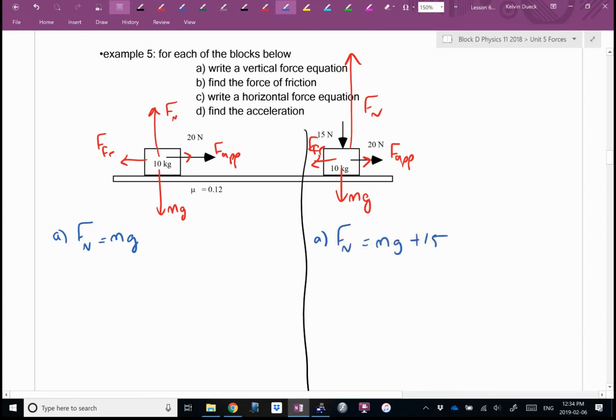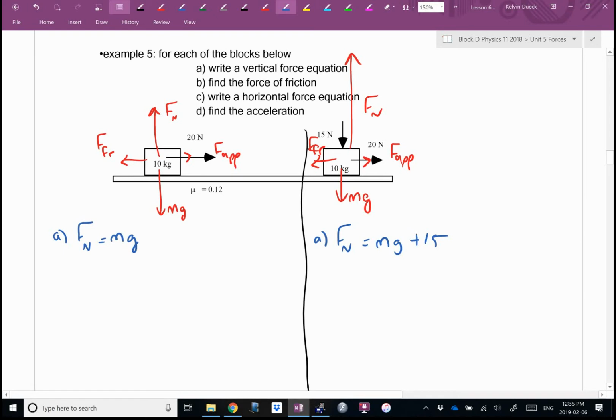What if that 15 was pointing up? Well, then you would have Fn plus 15 equals mg, and you would minus the 15 over, and oh yeah, normal force would be smaller. You okay with that? Good.